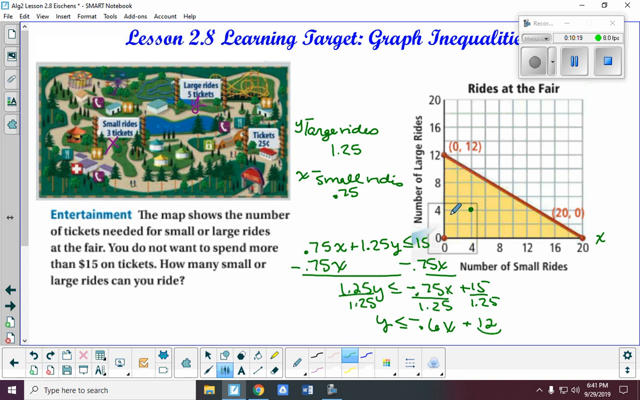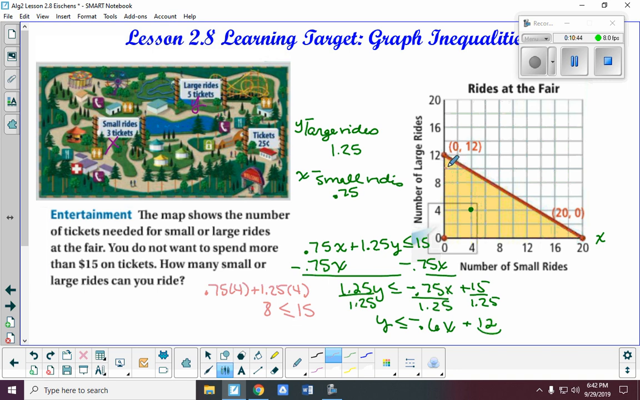If we substitute in 4 for the x and 4 for the y, we'd have 0.75 times 4 plus 1.25 times 4. And let's just see what that is. 0.75 times 4 plus 1.25 times 4 would give us 8, and 8 is less than or equal to 15. It's less than 15. So this value works.